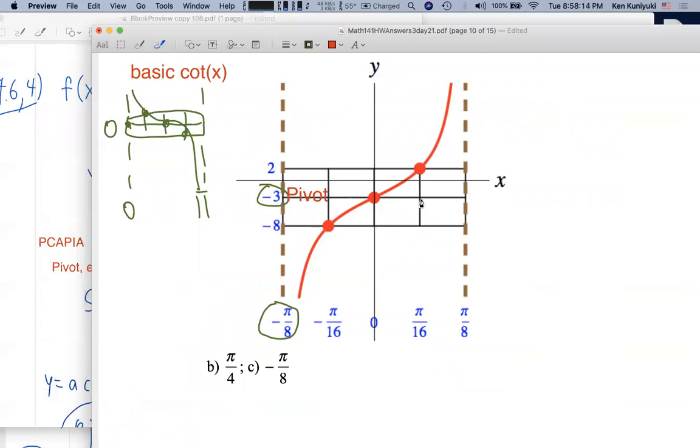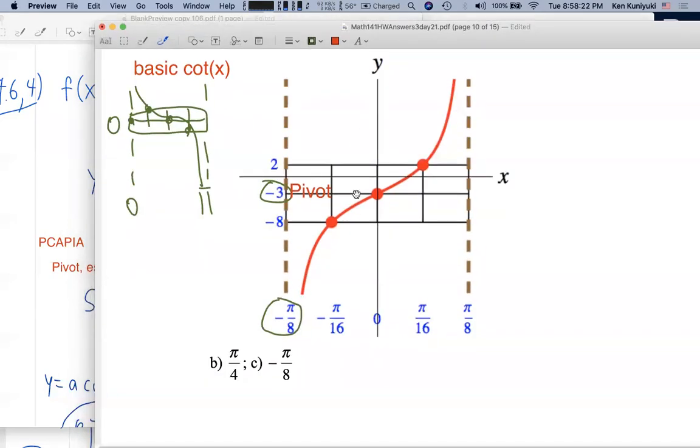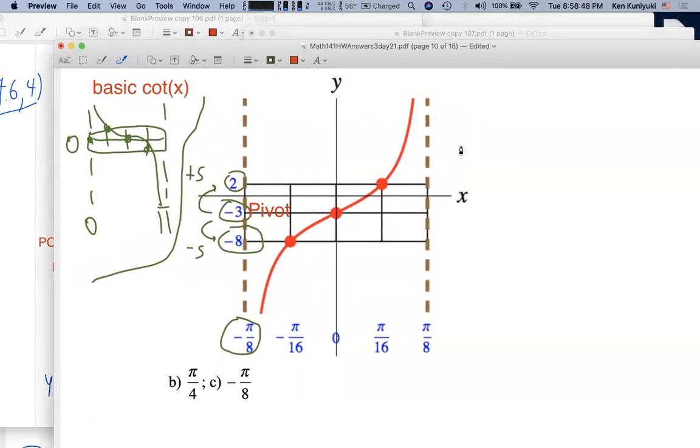It's the difference in the y coordinates between successive quarter points. So the frame amplitude was 5, right? The idea is that -3 plus 5 is 2. -3 minus 5 is -8. You don't have to do this as work, but add 5 to get the 2, subtract 5 to get the -8. Then you have all the y coordinates for these 3 key quarter points. And we also have the 2 VAs over here. Questions so far?